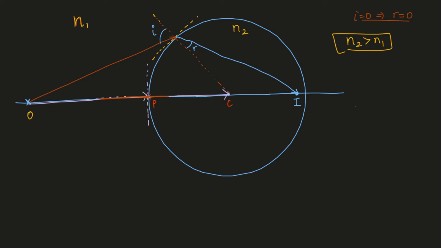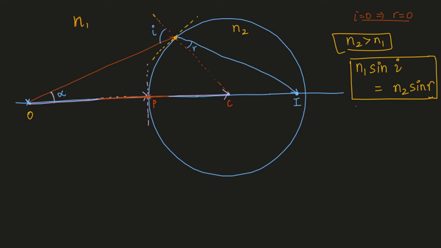First things first, let us write Snell's law right at this point. Snell's law would tell us that n1 times sine of i is equal to n2 times sine of r. So this is something that will help us in the future. What else can we write? Well, we can now start relating angles and distances. That is something that we'll be doing consistently throughout geometrical optics. So let us assume that this angle right here is alpha.